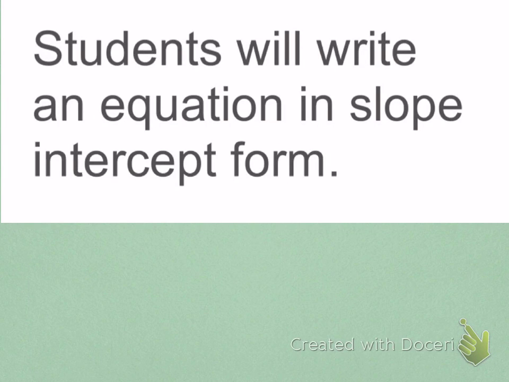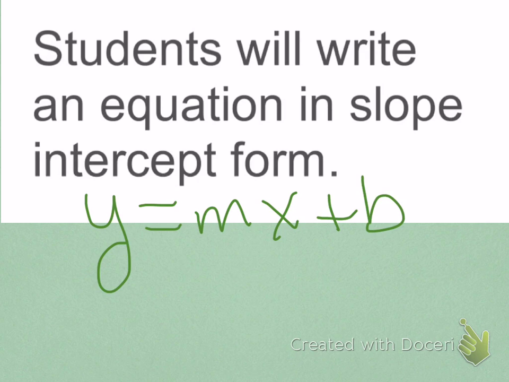Today I'm going to teach you how to write an equation in slope-intercept form. So we have to remember slope-intercept form is y equals mx plus b. Remember, the m represents the slope and the b represents the y-intercept. The y-intercept is where the line hits the y-axis.